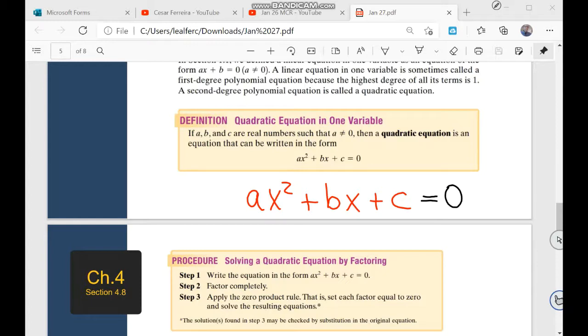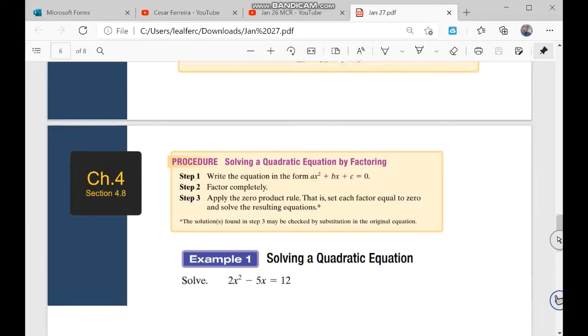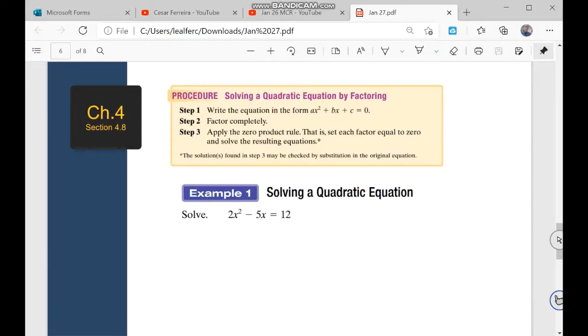And let's move on to the procedure. The procedure is here, the step by step. Step number 1, write the equation in the form ax squared plus bx plus c equals 0. Step 2, factor completely. Step 3, apply the zero product rule, and then you're going to find the set of numbers that are the solution for the equation.